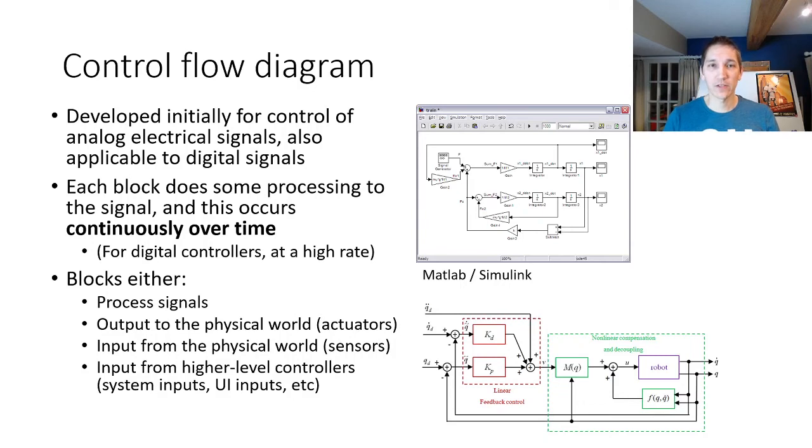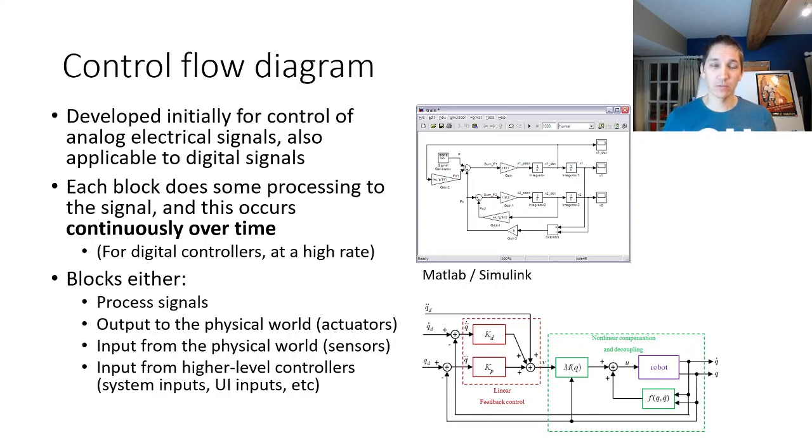As our controllers get more complex, it becomes important to diagram them in a variety of ways. We'll talk about two of them here. The first is called the control flow diagram. These were initially developed in the electrical engineering field to help design controllers of analog electrical signals, but we can also apply them to digital signals. Each block in this diagram is going to do some processing of the signal, whether it's a mathematical transform or some sort of computational transform. But what's important is that these are happening continuously over time. The entire diagram is essentially firing all at once, and each of the blocks does some processing of its input and outputs it to the next block. The whole thing occurs every time step. You can think of it that way.